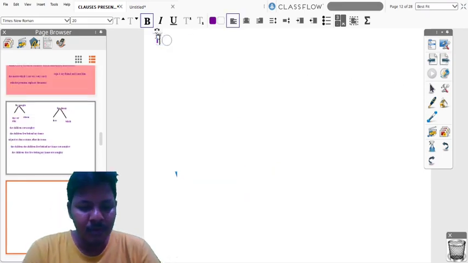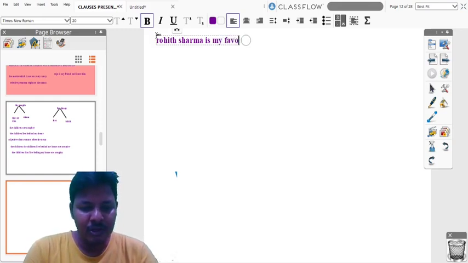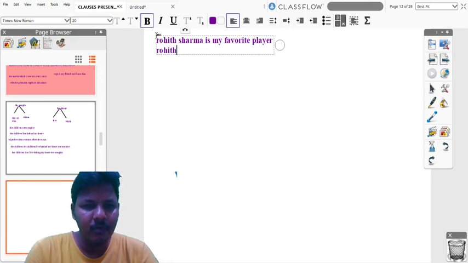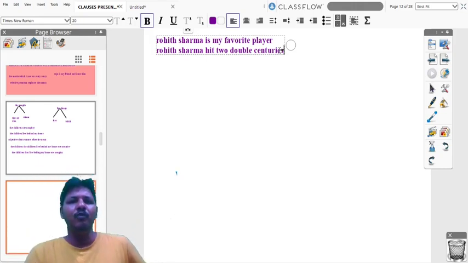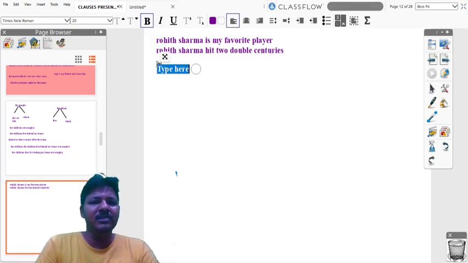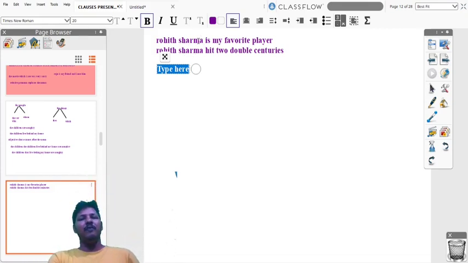Rohit Sharma is my favorite player. Rohit Sharma hit two centuries, two double centuries in cricket history. So these are the two sentences, and let's see how we change them into an adjective clause. The first rule is to put the adjective clause after the noun. So put the second sentence after the noun Rohit Sharma.